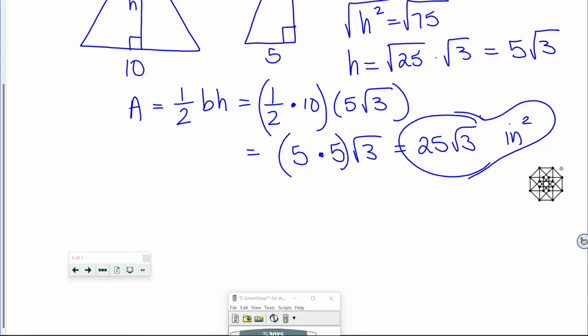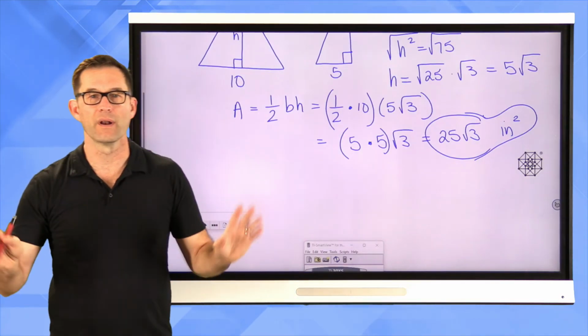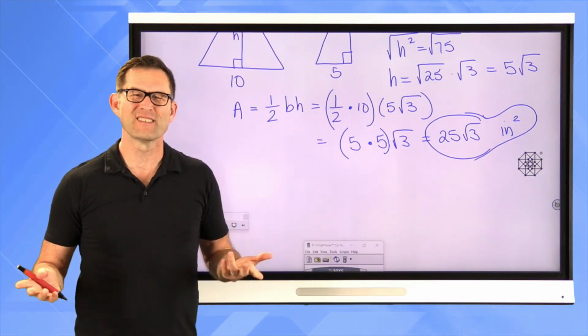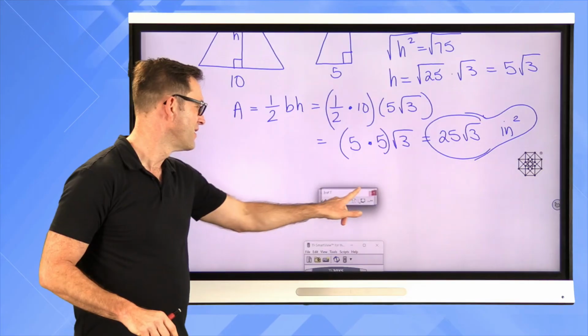That looks like a walrus or something. I don't know what it is. Anyway, the point is the units are square inches. Was that really the point? I don't know. Let's keep going.